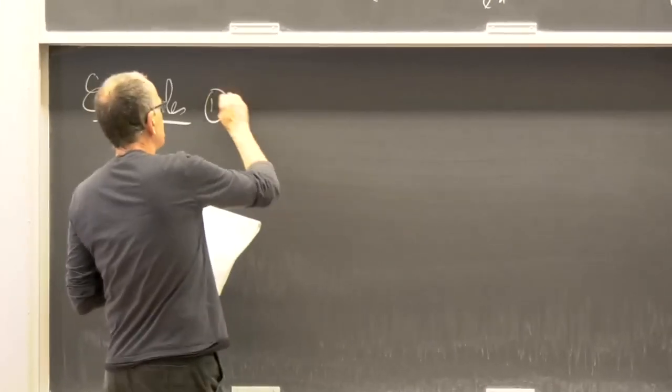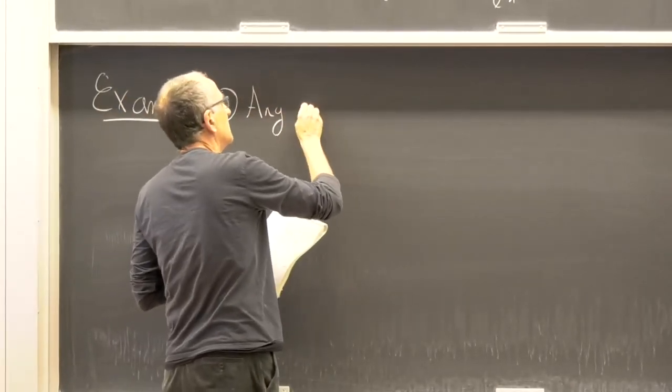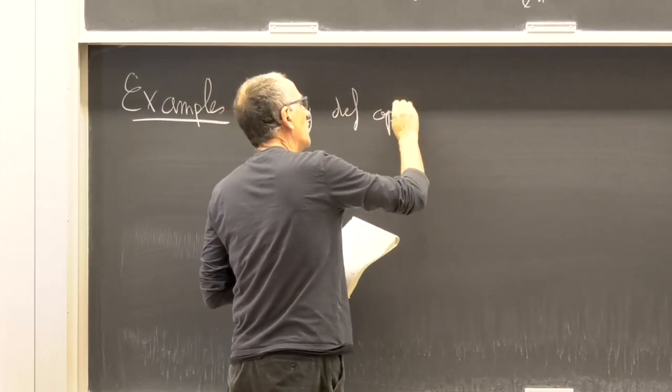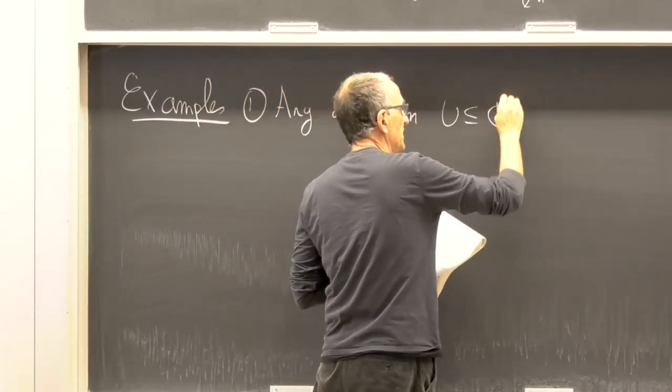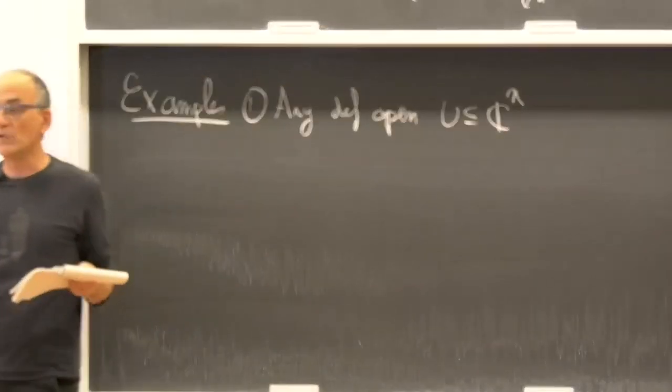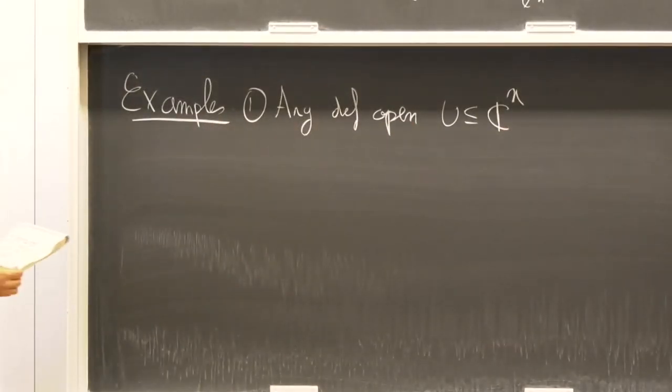All right, so the examples are, of course, any definable open set in C^N. And then you have just one chart, there's nothing to do.